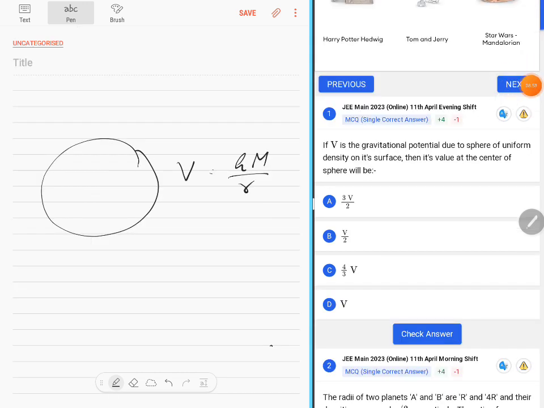Okay, this is: if V is the gravitational potential due to a sphere of uniform density on its surface. See, on the surface there is this potential. What will be the potential? On the surface means small r will become capital R. What will be the potential at the center of the sphere?